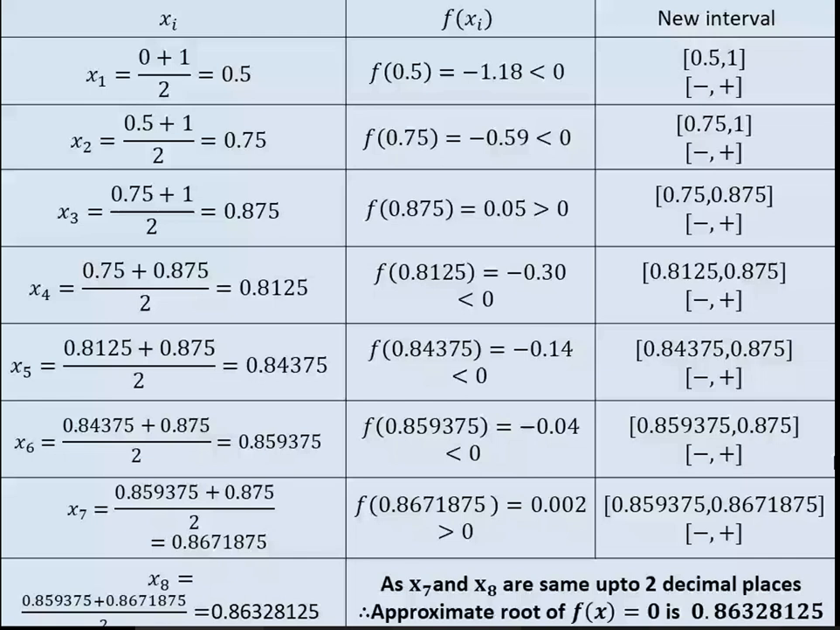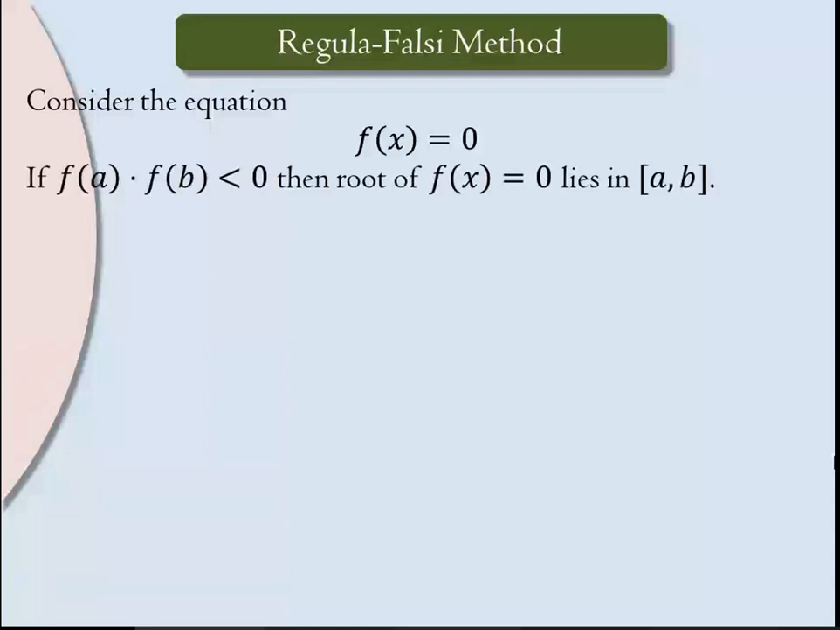Similar to this, we have one more method that we call the regula falsi method. Now, what is this regula falsi method? We have the equation f of x equal to 0. We want to find the roots of that equation. As we did in the bisection method, do the same thing. Find the points a and b such that f of a into f of b is less than 0. And if it is less than 0, then the root must be in the interval a and b.